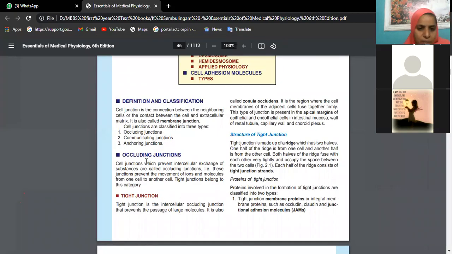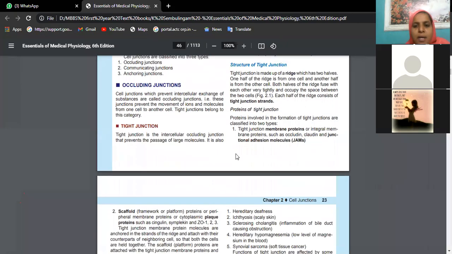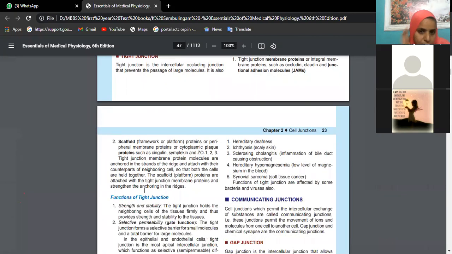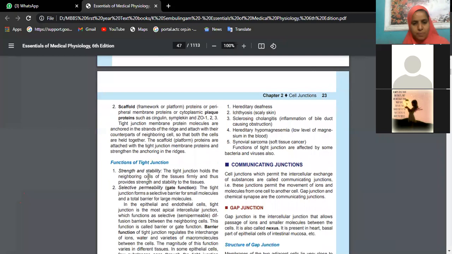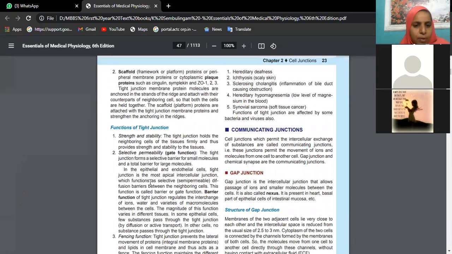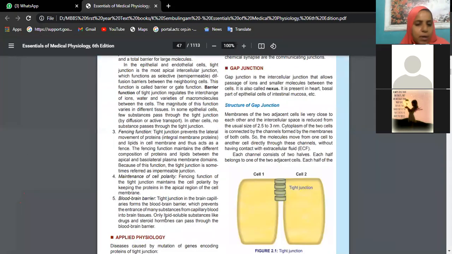Like for example, if it is occluding junctions, cell junctions which prevent intercellular movement. Occluding means what? If some hole is there, that is completely closed. That is the meaning of occluding junctions. So under occluding junctions, we have tight junctions where proteins are taking part in the formation of tight junctions. Okay, we may have a scaffold. That means a framework or platform of proteins which is preventing the entry of substances across the cells. Okay, so of course they act as barriers and will not allow.